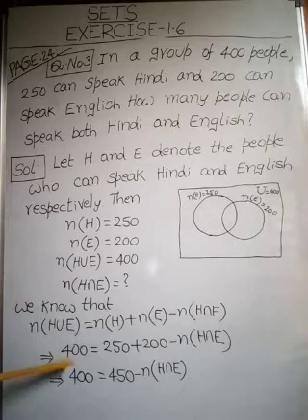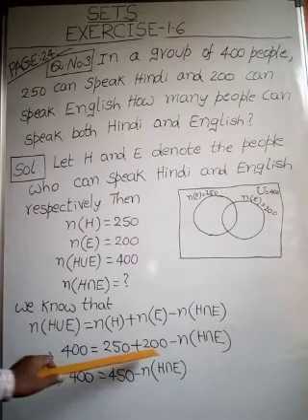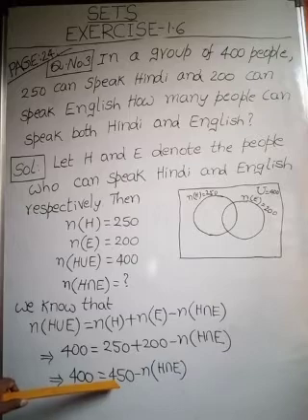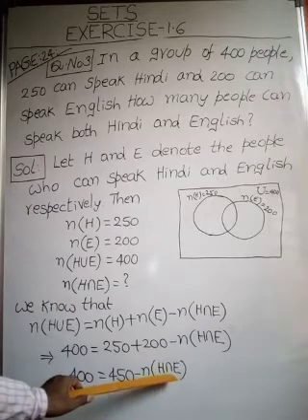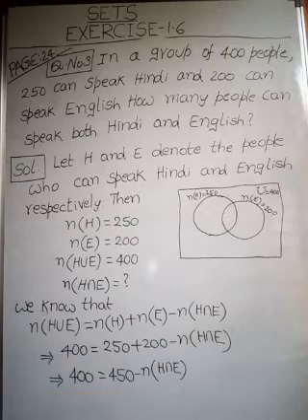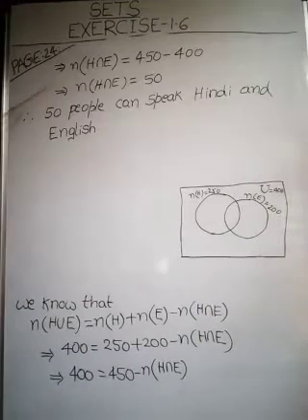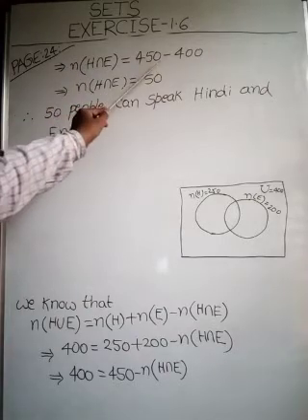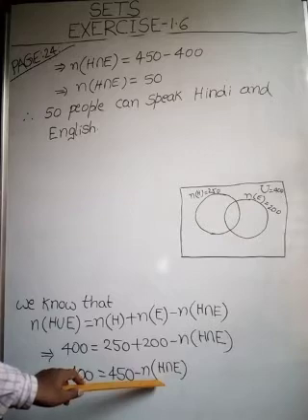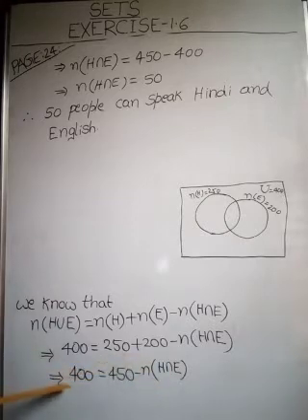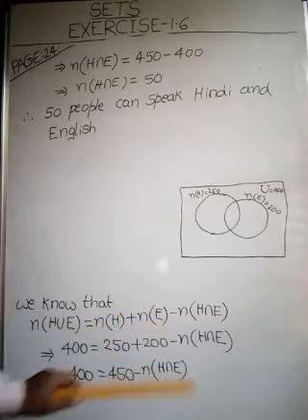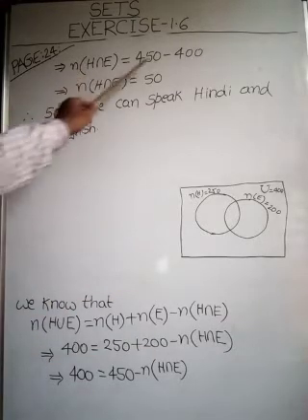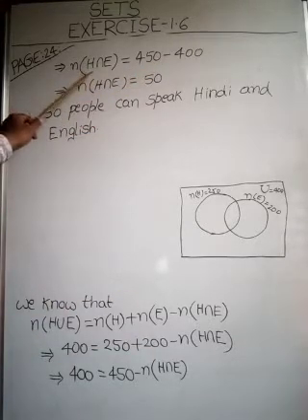Right. This implies 400 is equal to 250 plus 200. What will you get here? 450 minus N of H intersection E. Understood this step, my dear children? Right. This implies N of H intersection E is equal to 450 minus 400. I have brought this term to LHS. It becomes N of H intersection E. And I am sending 400 to RHS. It becomes minus 400. That is why we got this step. Understood this step, my dear children?